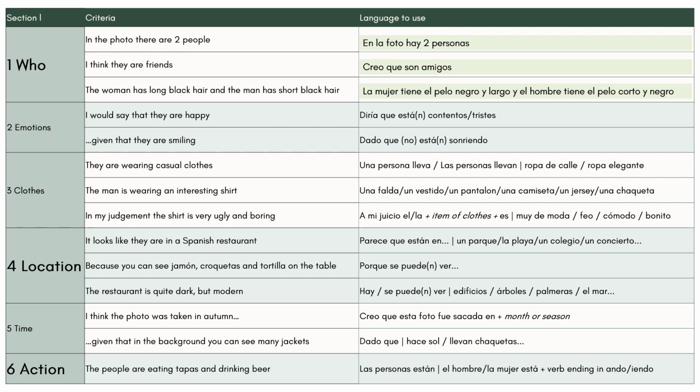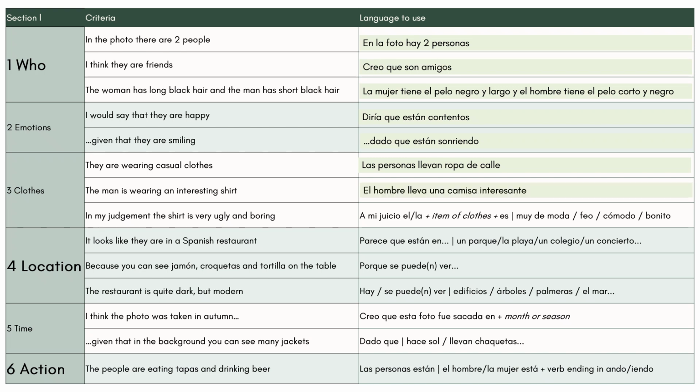Emotions. I would say that they are happy. Diría que están contentos. We add the N because it's they are. And contentos because it's 2 people. Given that they are smiling. Dado que están sonriendo. They are wearing casual clothes. Las personas llevan ropa de calle. The man is wearing an interesting shirt. El hombre lleva una camisa interesante.